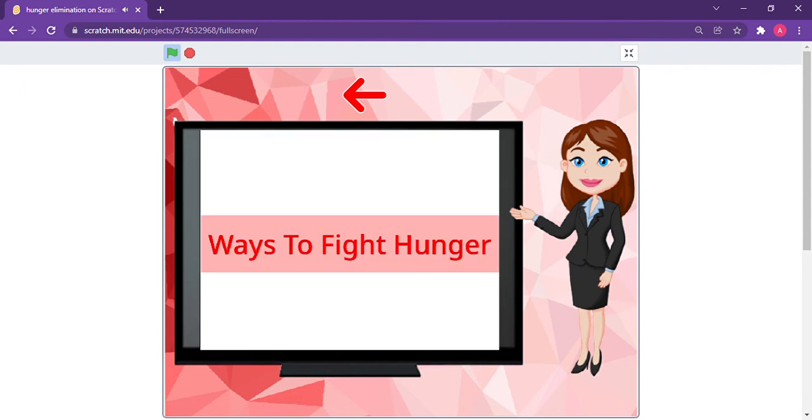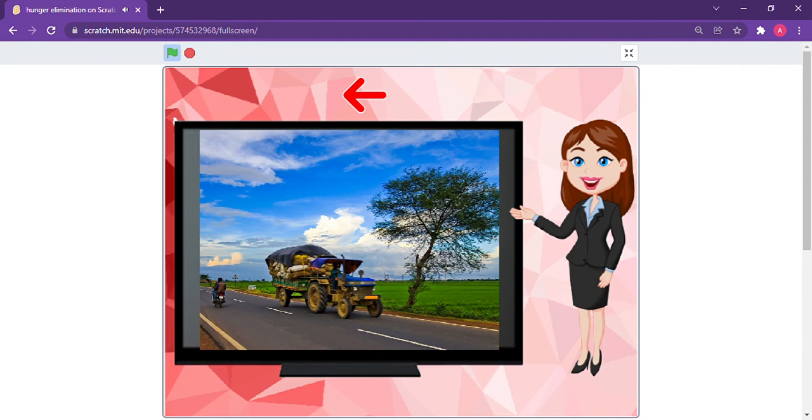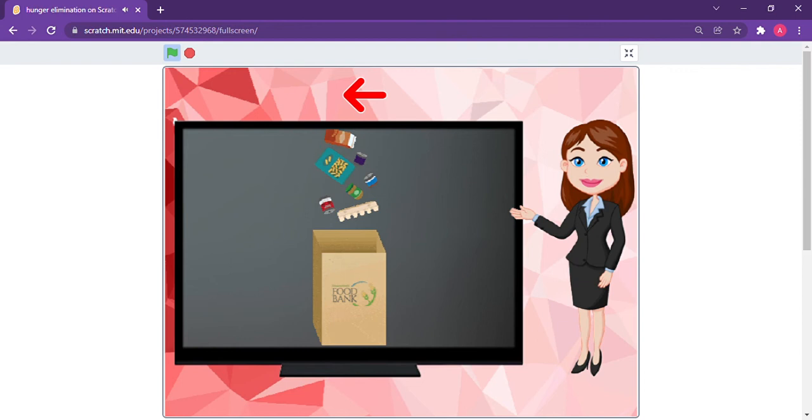Now, once we know the main causes of hunger, let's think and implement ways to fight it. 1. Free meals to kids and pregnant ladies in schools and local hospitals. 2. Increase in rural infrastructure to increase employment. 3. Food banks can be opened.